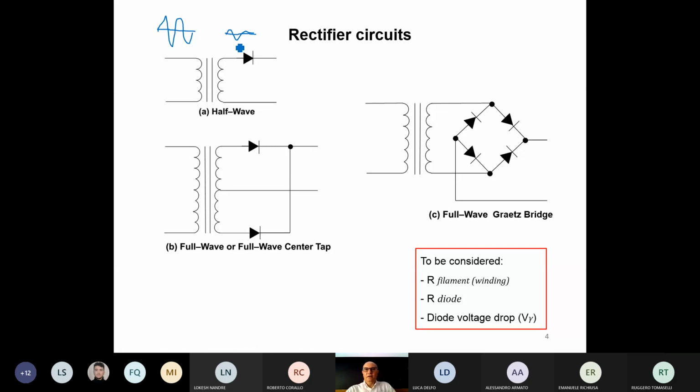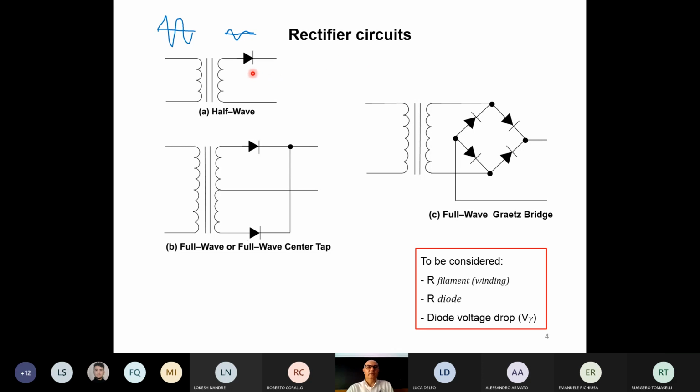But our equipment usually works with DC voltage. So a voltage which always has the same sign, it's positive for instance, but also the same value. So the first step that we have to do is try to convert an AC voltage into a DC voltage. How can we do that? Well, using diodes, basically. And here we have three possible configurations for diode rectifiers.